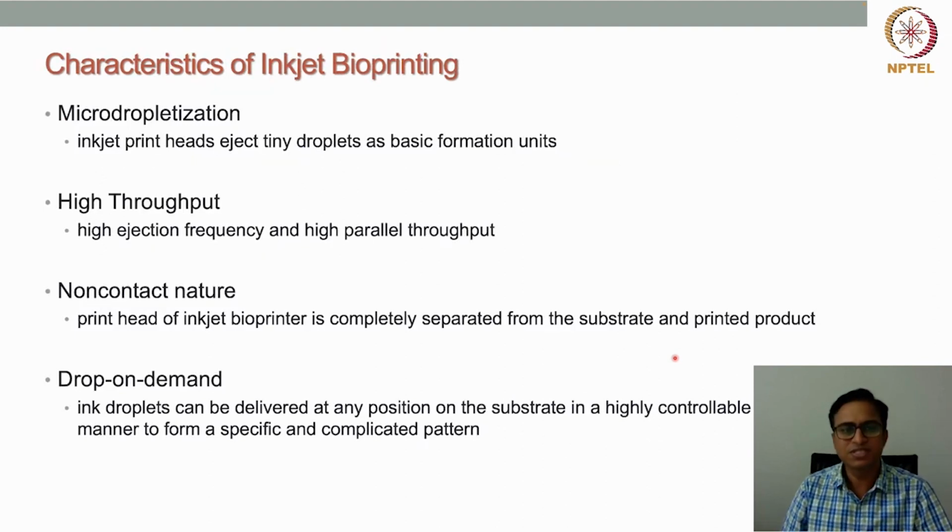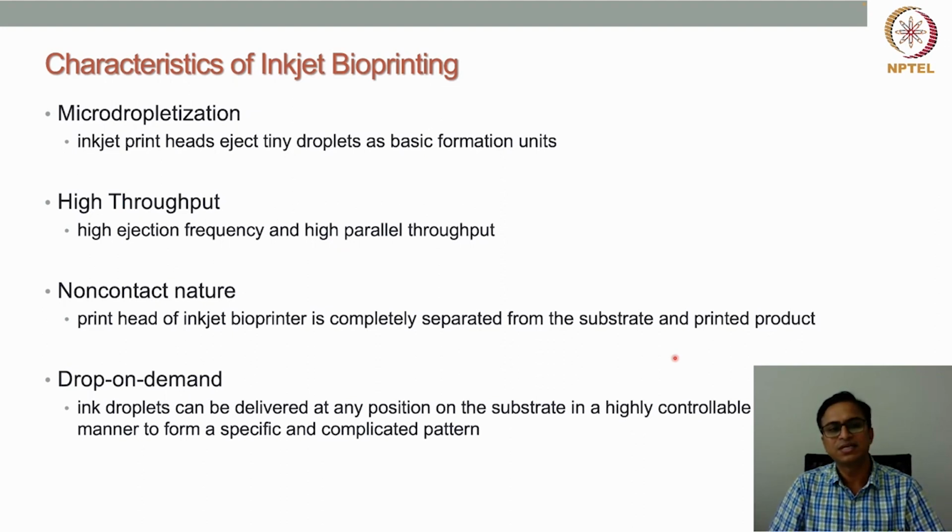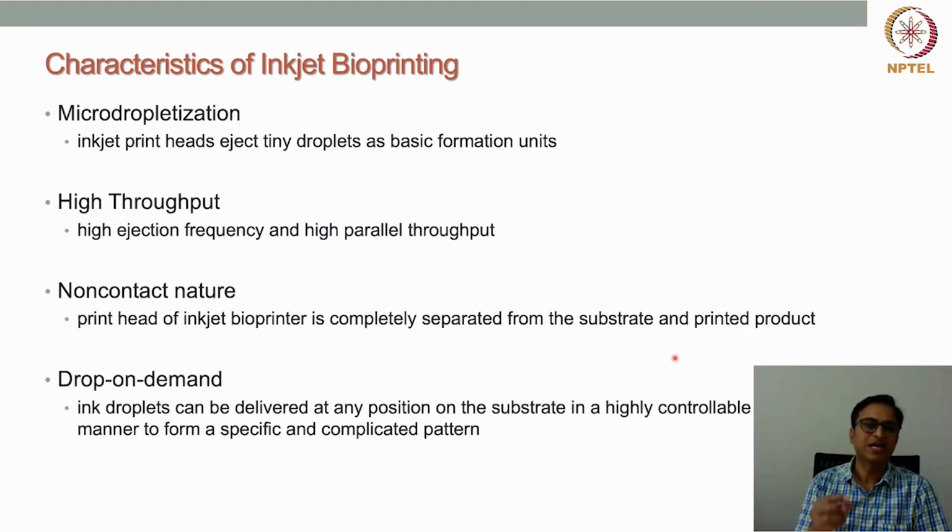A few characteristics of this inkjet printing technology, if you want to understand: the first is, because the main mechanism of printing is droplet generation, microdropletization is an important characteristic of this inkjet bioprinting technique, where this inkjet printing technique ejects tiny droplets as the basic formation units. So it generates these droplets, and with those droplets basically we are creating the whole 3D structure. So this is an important characteristic of inkjet bioprinting.